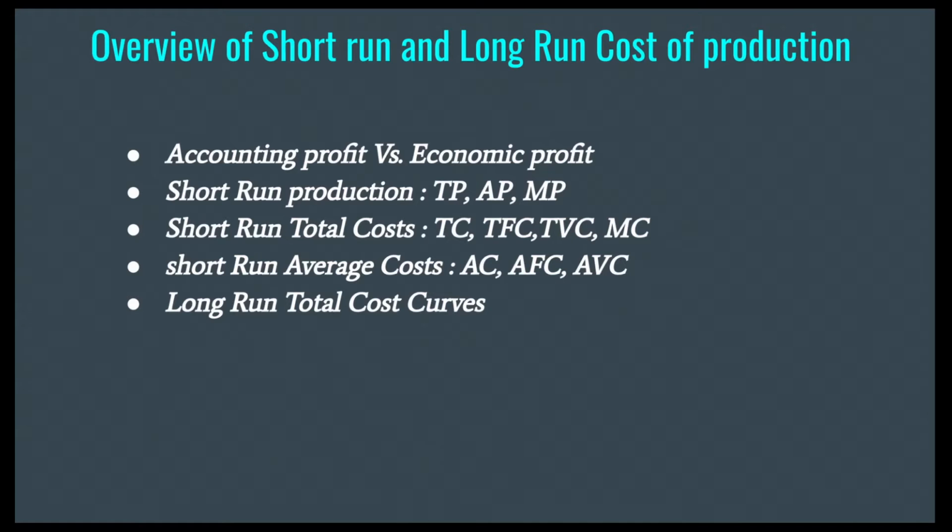Overview of short-run and long-run cost of production. Accounting profit versus economic profit. Short-run production, TP, AP and MP, that is total product, average product and marginal product. Short-run total cost, that is total cost, total fixed cost, total variable cost and marginal cost. Short-run average cost, that is average cost, AFC, that is average fixed cost, and average variable cost. And lastly, long-run total cost curves.